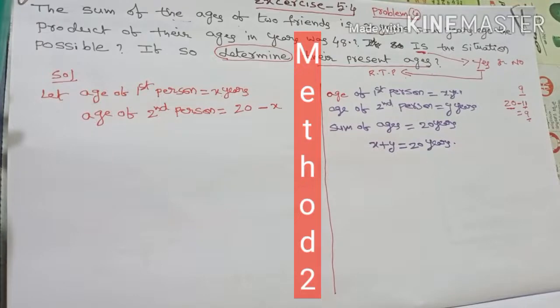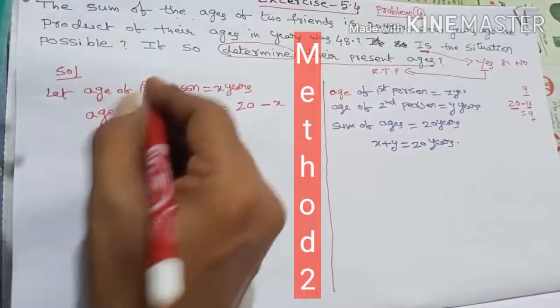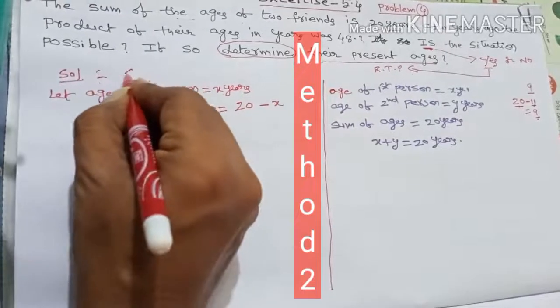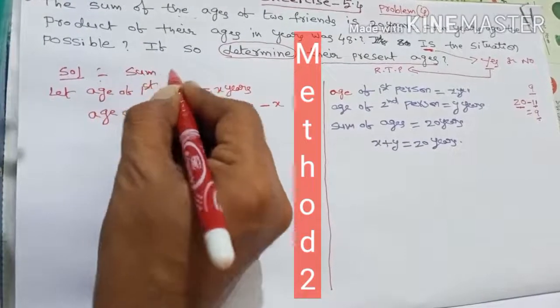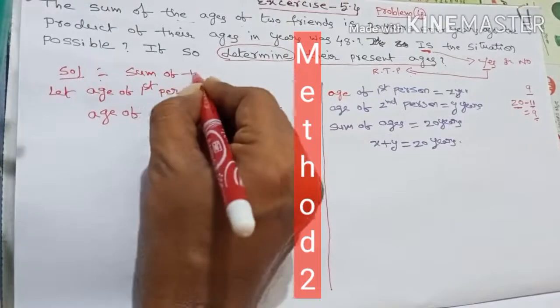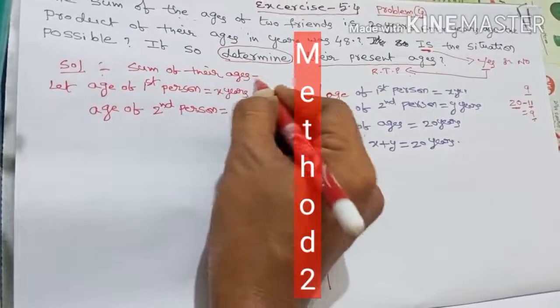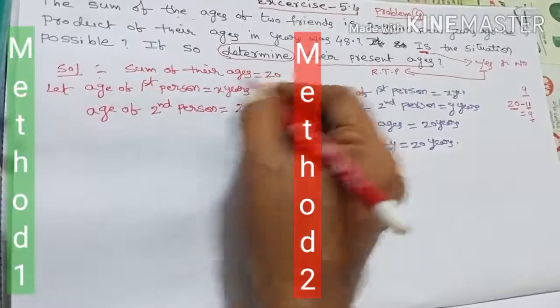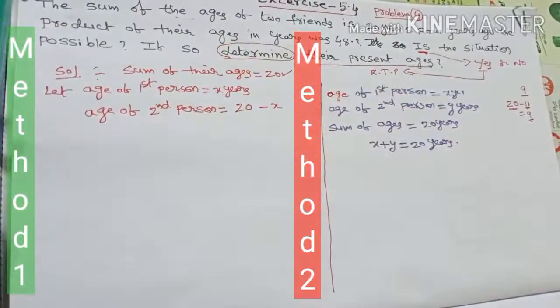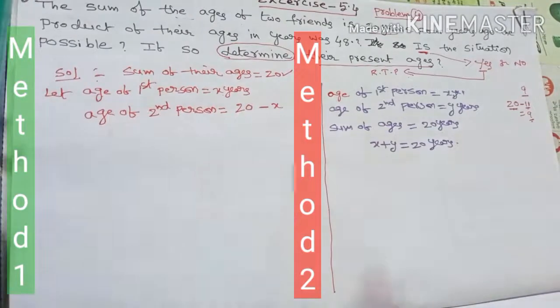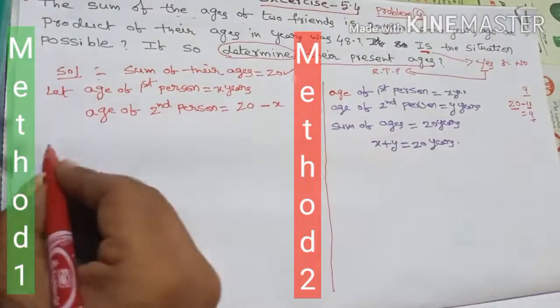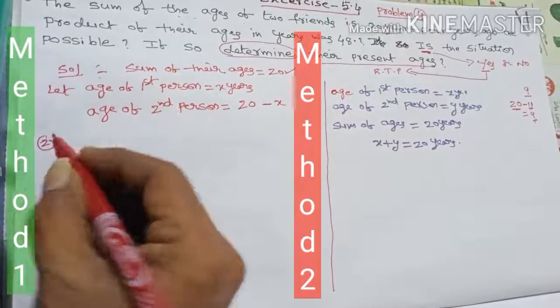Then come to the second clue. What is the second clue? Here first of all you write down sum of their ages is equal to 20. This one you have to write at the beginning. Thereafter you write your assumption. Okay, next, what is the second condition? You go through the problem.